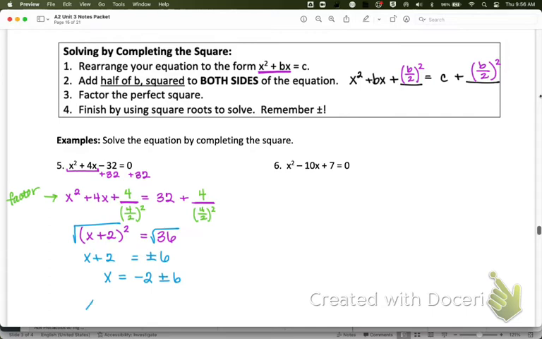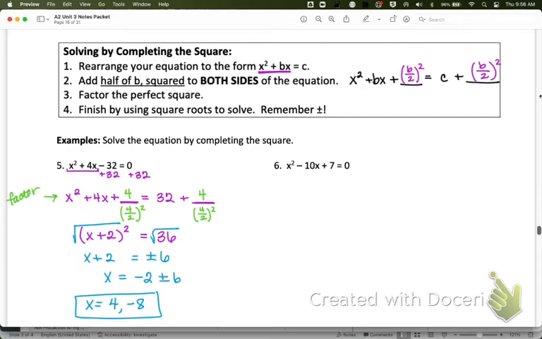So if I do negative 2 plus 6, I get positive 4. And if I do negative 2 minus 6, I get negative 8. Anytime we can combine like terms, we are supposed to. So to simplify it all the way, that's what you need to do. Okay? All right, let's talk through number 6 together.